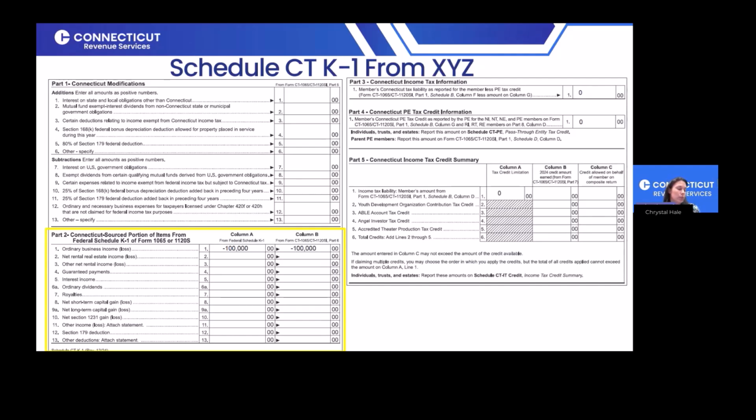Here's our second Schedule CTK-1 that we received from XYZ. As you can see in the highlighted section, Part 2, Column A is the amounts that this PE received on their federal Schedule K-1 from this entity. We have an ordinary business loss in this example of $100,000. And once again, they're operating wholly in Connecticut, so Column B is equal to Column A. So our Connecticut source loss is also $100,000.